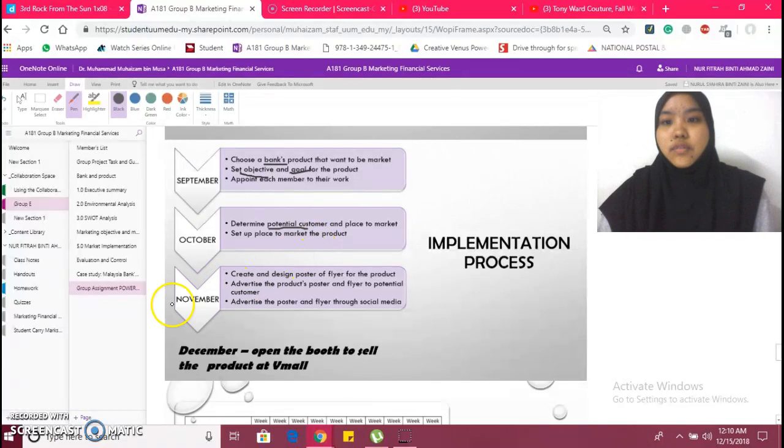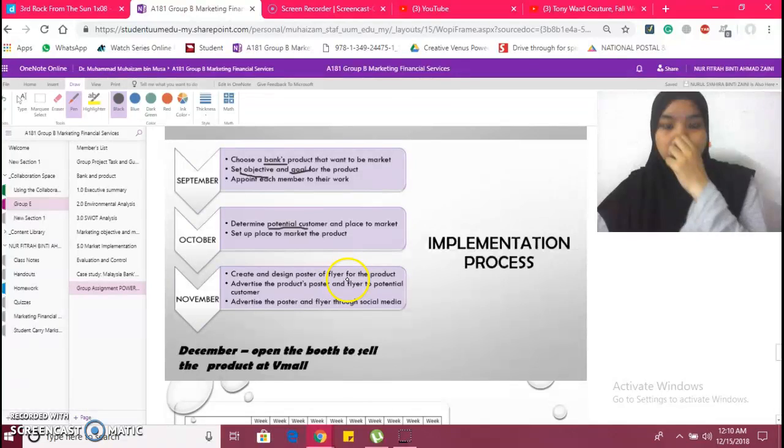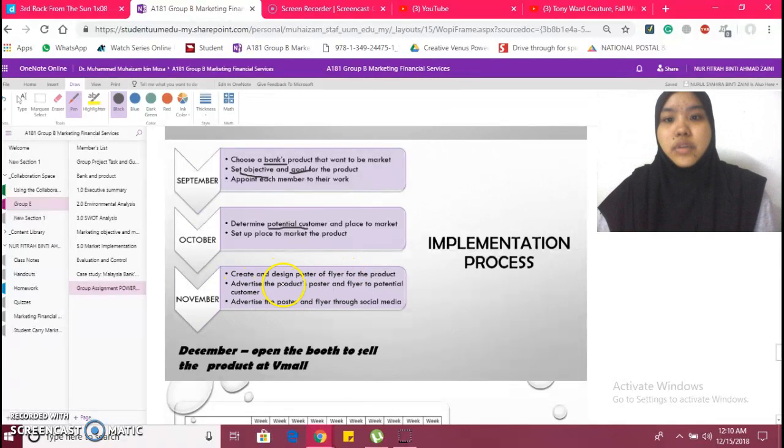And then in November, we create and design posters and flyers for the product. And then we advertise the product, poster and flyer to potential customers, and also on social media. And then in December, we open the booth to sell the product every month.